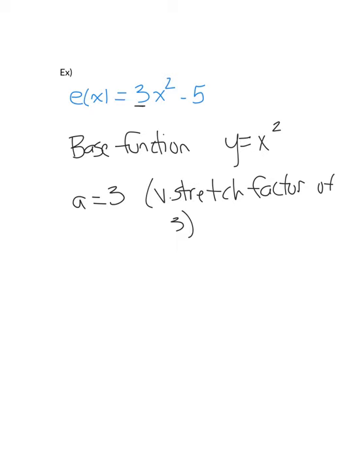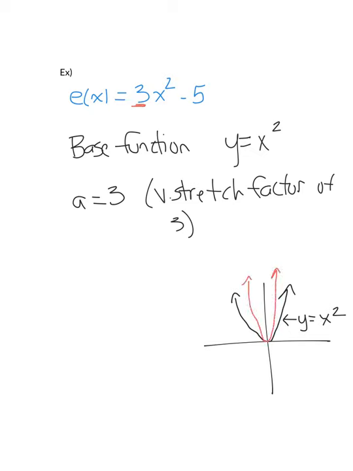Now I'm just going to draw a quick little sketch down here just to explain what's going on. My base function, yours would have some actual points on it, but I just wanted a quick little sketch. Here's my base function, x squared. Now I'm going to draw in red this 3. So this entire function is going to be vertically stretched by a factor of 3. So basically I'm taking all of the y values on all of these key points and I'm multiplying them by 3.